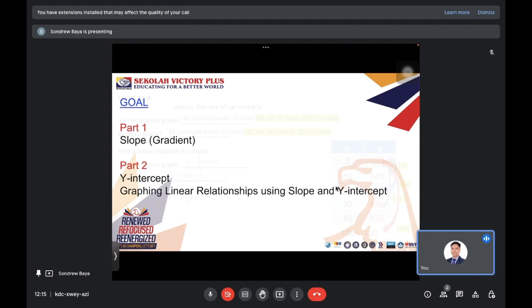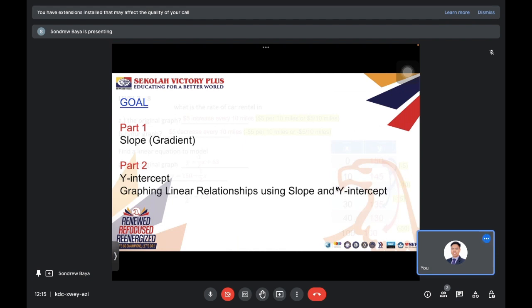Previously, you already know how to graph given a table of values or ordered pairs, or even given a situation. From the situation, you create a table of values, ordered pairs, and then you plot them and you connect the dots, you connect the points, and there you go. You already created the line. That is what we had before.